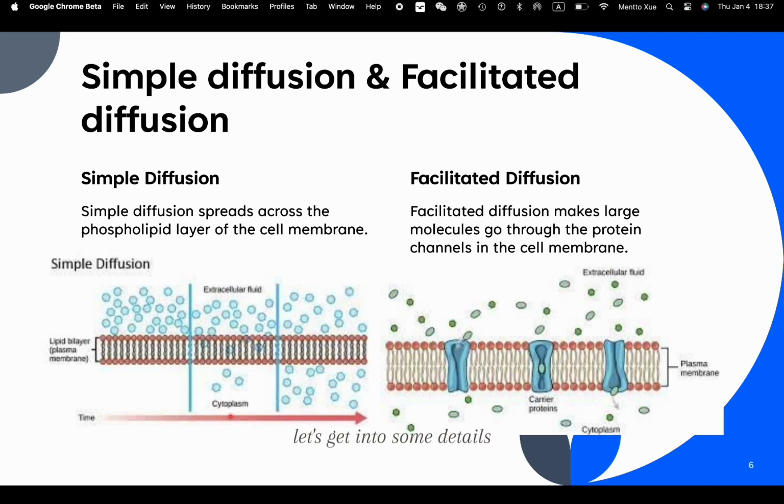Let's get into some details. This is the difference between simple diffusion and facilitated diffusion. So as we see here, simple diffusion spreads across this phospholipid layer of the cell membrane. So this is just naturally going through, and it doesn't need any help. Facilitated diffusion makes large molecules go through the protein channels in the cell membrane. So this is the phospholipids, and this is channels of protein that these large molecules can squeeze through and get inside the cell.